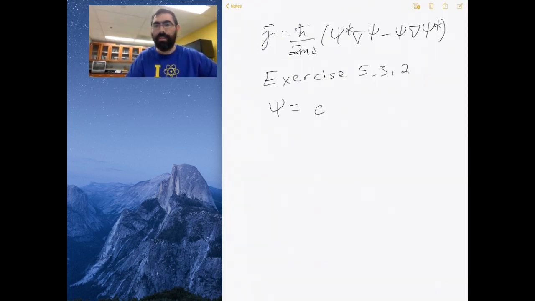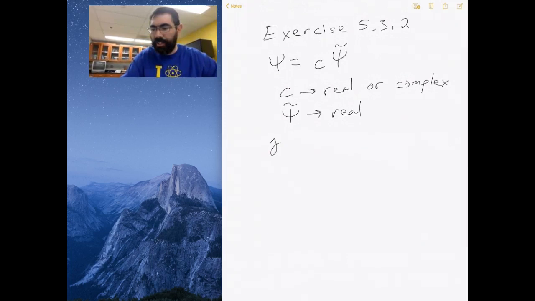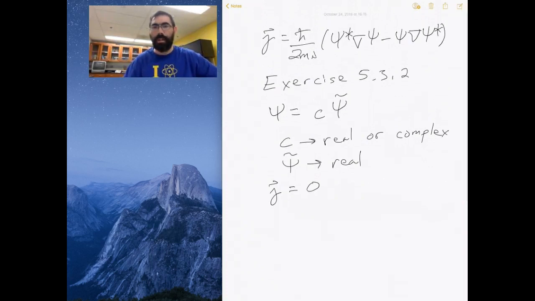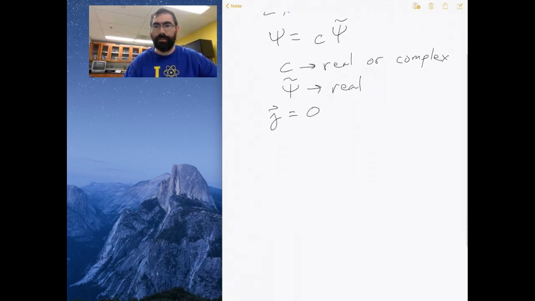So in this particular problem, it says given a wave function ψ, which I can write as a constant c times a wave function ψ̃, where c can be either real or complex, but ψ̃ is only real. If this is the case, then J should equal 0. So let's start with this equation above, and we'll plug in the various components and see what we get for the probability current.